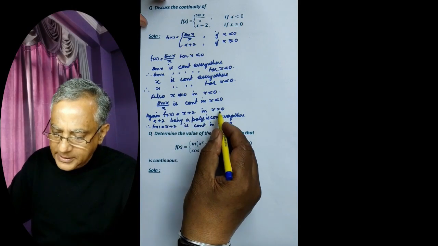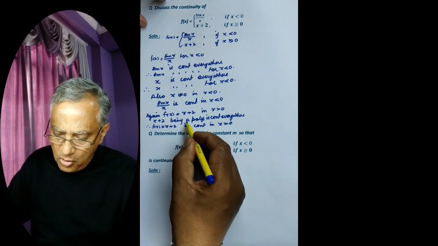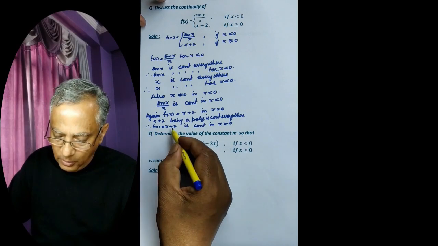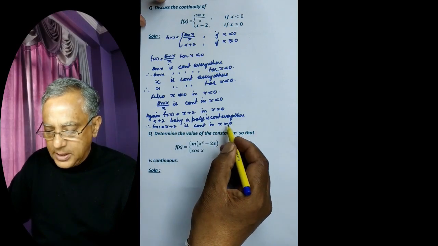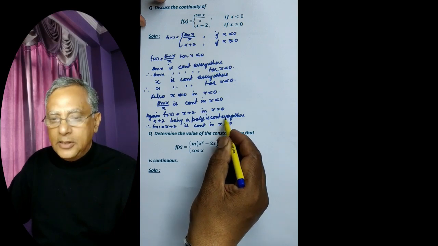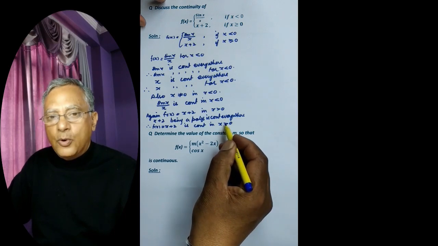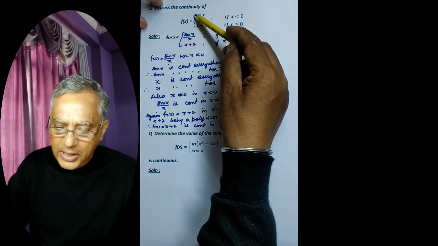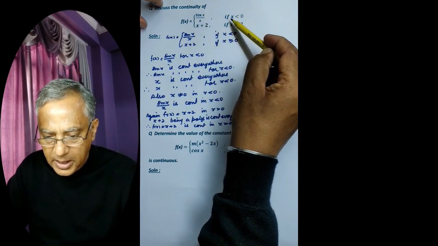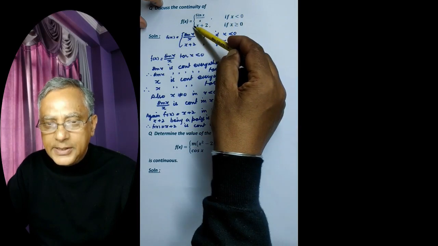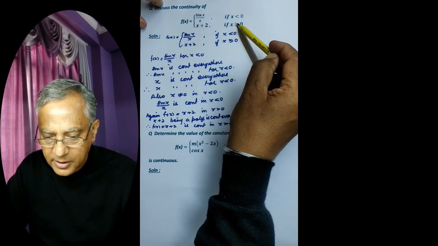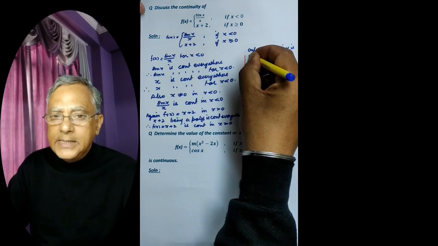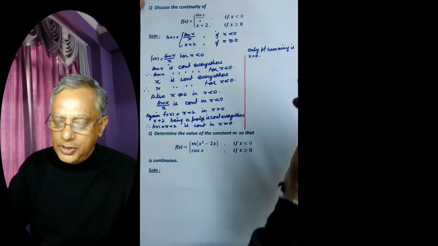So, for f(x) = x + 2 in x greater than 0, x + 2 being a polynomial is continuous everywhere. And therefore, f(x) = x + 2 is continuous in x greater than 0, because it is continuous everywhere. So what we have checked is this function is continuous for x less than 0. This function is continuous for x greater than 0. Only point remaining is x equal to 0.